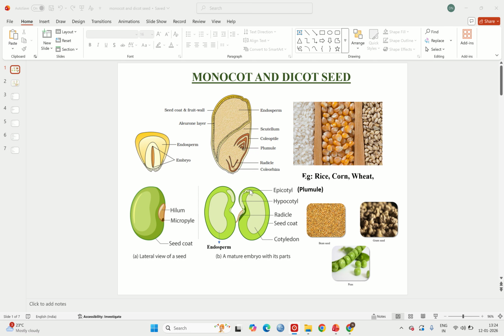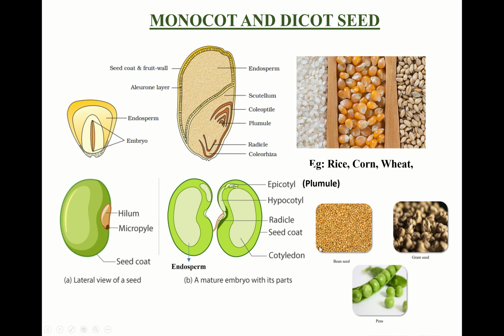And one more thing I forgot to mention is that this portion is called the endosperm. So this is plumule, and this is radicle, and this is endosperm. You know the function of endosperm. It provides nutrition to the developing embryo.